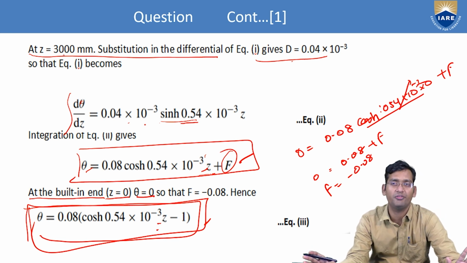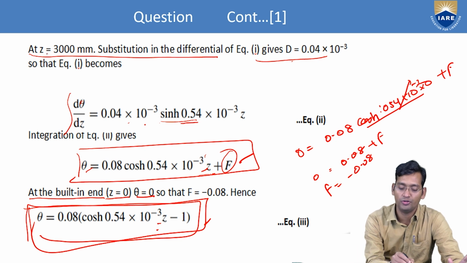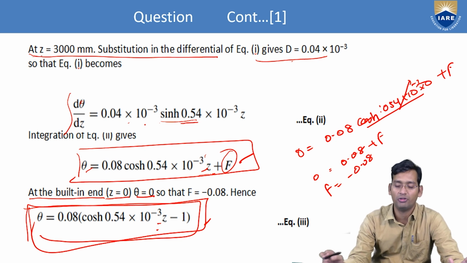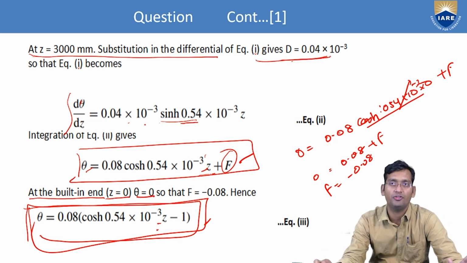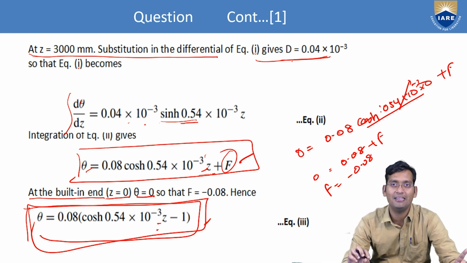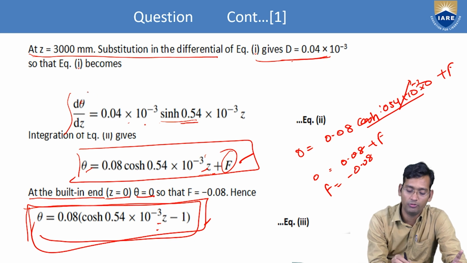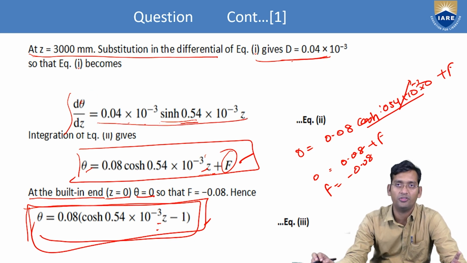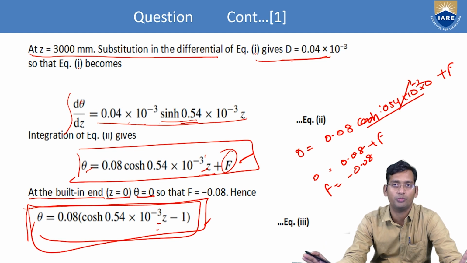So substitute in differential equation 1. After substituting z equals 3000, what will we get? D equals 0.04 into 10 to the power minus 3. So now put the values of C and D in equation 1. After putting the values, we get d theta by dz equals 0.04 into 10 to the power minus 3 sinh 0.54 into 10 to the power minus 3 z.